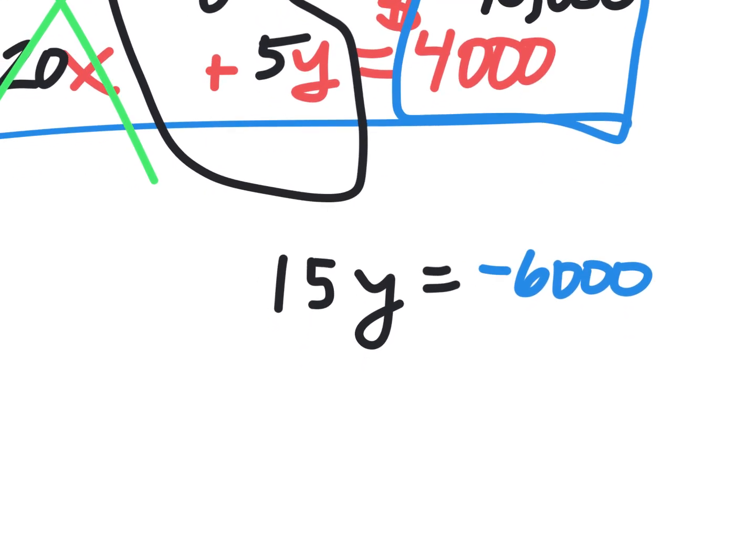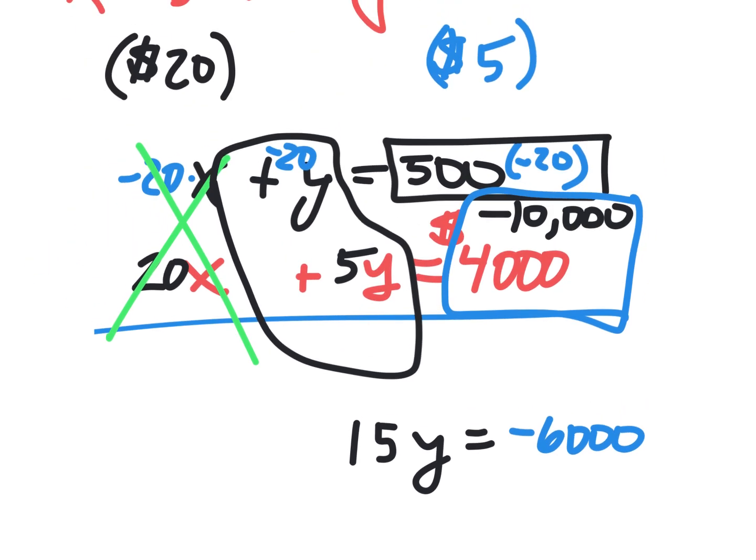Now, this one's not going to work out nice. But that's generally the idea of how you set these up and how you solve them. Actually, it's humanly possible this could work out nice. Negative 20 plus the 5 is negative 15. I don't know, maybe this does work out. Let me just check it. Negative 6,000 divided by negative 15. 40. It's not that bad.